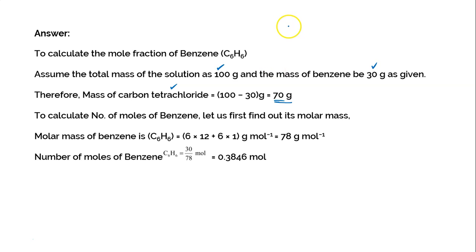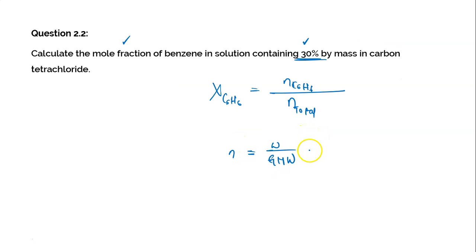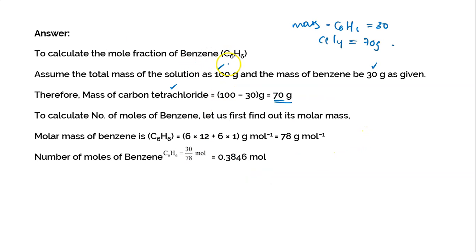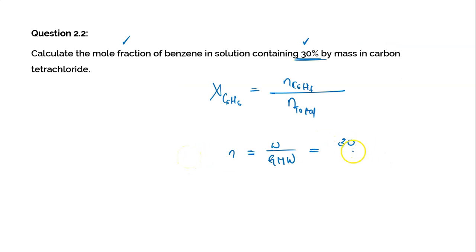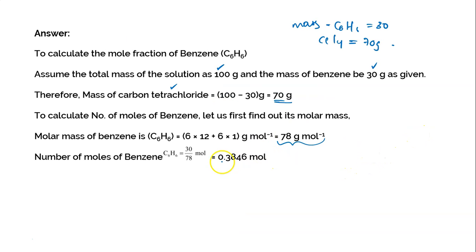So from this interpretation, the mass of benzene is equal to 30 grams and mass of CCl4 is equal to 70 grams. Now let us substitute these values in the formula to calculate number of moles of benzene. Mass of benzene is 30, and what is the gram molar mass of benzene? Benzene is C6H6. And the gram molar mass of benzene can be calculated as 78. So it's got to be 30 by 78. By this you will be calculating number of moles of benzene, which is nothing but 0.3846 moles.